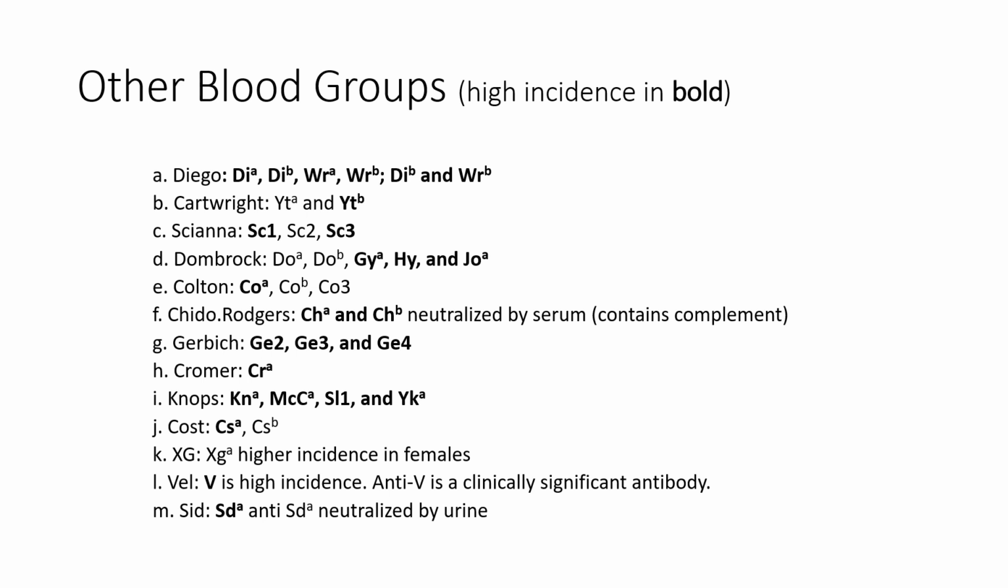Cartwright and Rogers are HTLA antigens, and they're neutralized by serum because it contains complement. The XG gene codes for the XGA antigen, which is the only sex-linked blood group antigen of clinical significance, and it has a higher incidence in females.